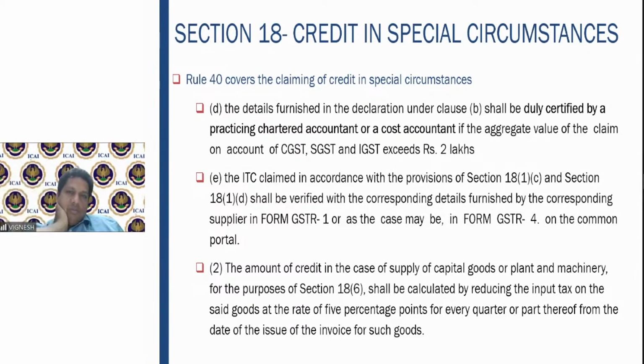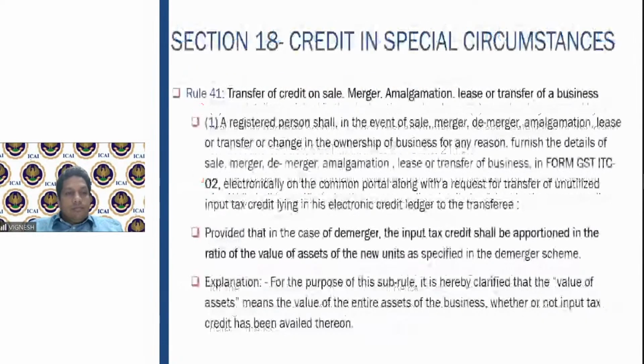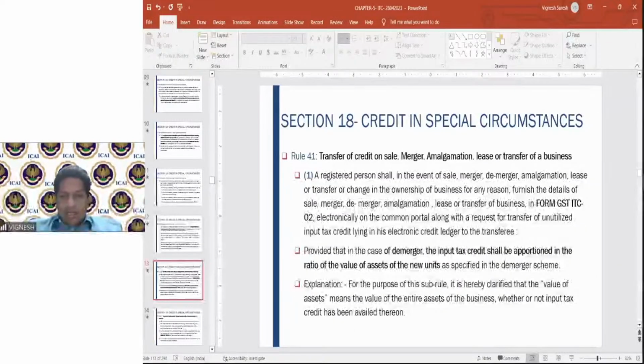If you're there under the composition scheme also, you have a registration number. So in that case, you will also verify with the GSTR1 whether those particular items were purchased from the respective supplier. Then the amount of credit in supply of capital goods or plant and machinery again shall be calculated by reducing input tax of the said goods at the rate of 5 percentage points for every quarter or as the case may be from the date of issue of invoice of such goods. So that was your rule number 40 with regard to how to calculate the credit in such cases.